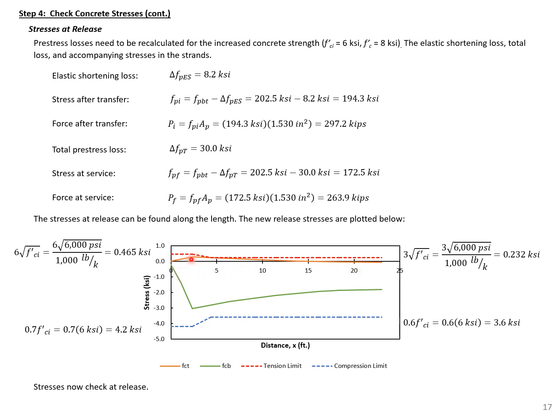The orange here is the stress in the top fiber, and the green is the stress in the bottom fiber. And we can compare these to the tension and compression limits in the section. And we can see that our top fiber tensile stress stays within our tension limits, and our bottom fiber compression stays within our compression limits. So our stresses now check at release.